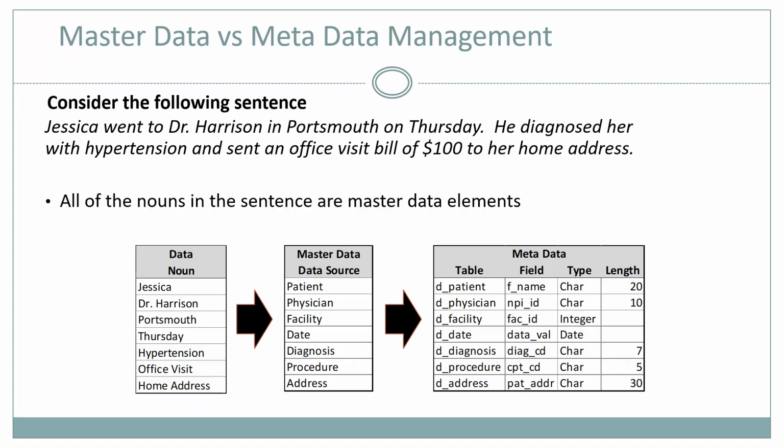Look at that sentence, extract every noun in that sentence. Every noun is a master data element. Jessica is a patient. She would have a first name who is in a patient lookup table. Dr. Harrison is a physician. He would have information in a physician table, whether it be his name, his practice information, his MPI ID, whatever else that is. Portsmouth is a facility for this health system.